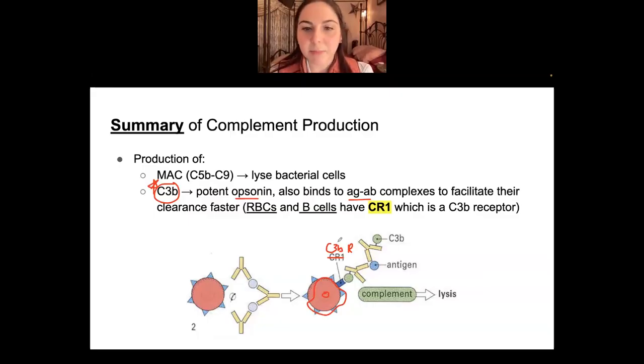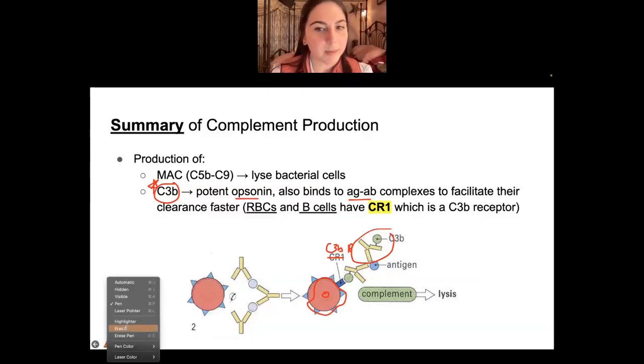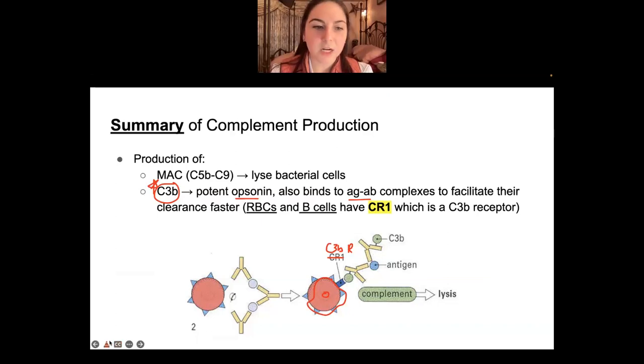Basically, they can bind to C3b on these antigen antibody complexes, and it can actually facilitate their removal even quicker. Because again, in a specific type of hypersensitivity, the antigen antibody complexes are what's causing a pathology state. So we want these out of the body. As soon as we get antigen antibody complexes, we want them out. That's another way we can do this. Yes, we're getting complement triggering, but at the end of the day, we're getting C3b to also bind to those complexes to facilitate their removal.